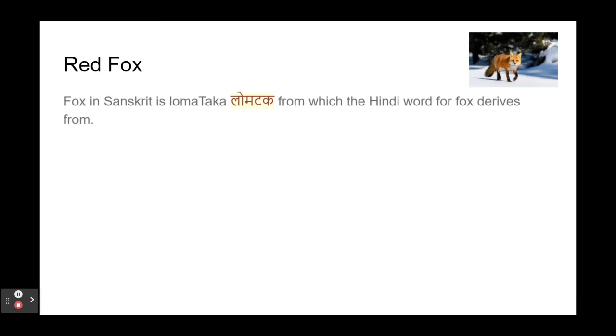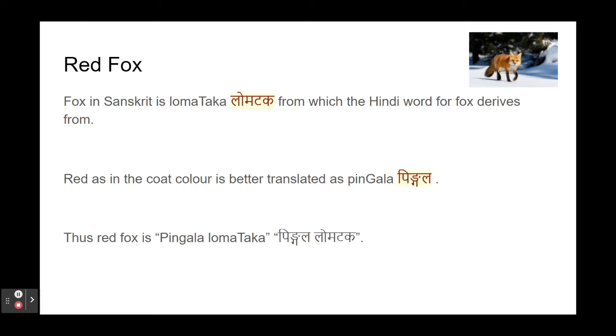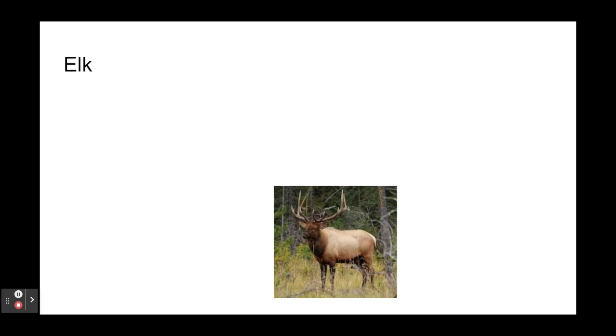Red fox. Fox in Sanskrit is lomataka, from which the Hindi word for fox derives. Red, as in the coat color, is better translated as pingala, which actually kind of means reddish-brown. Thus, fox is pingala lomataka.